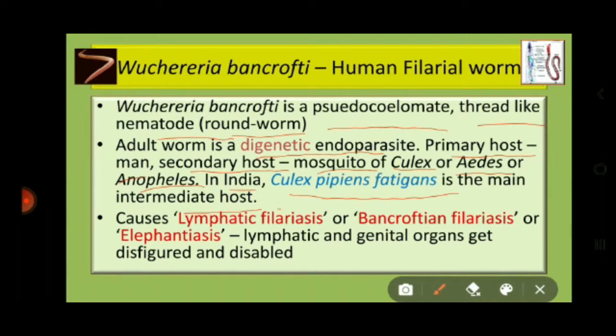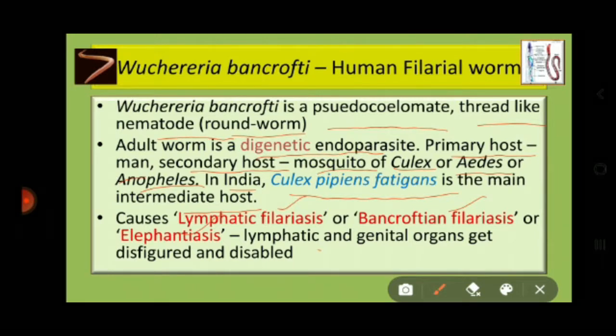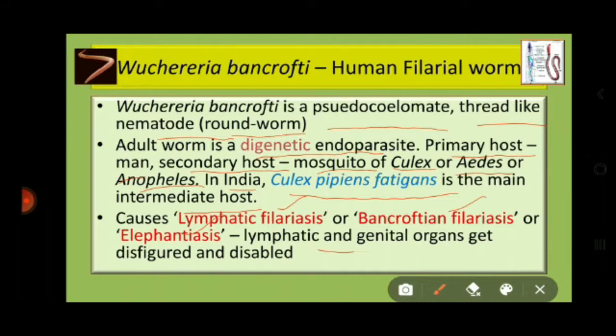This Wuchereria bancrofti causes lymphatic filariasis, which is also called bancroftian filariasis or elephantiasis because the symptoms resemble the parts of the elephant. That's why elephantiasis, where the lymphatic and genital organs get disfigured and disabled and become extremely painful.